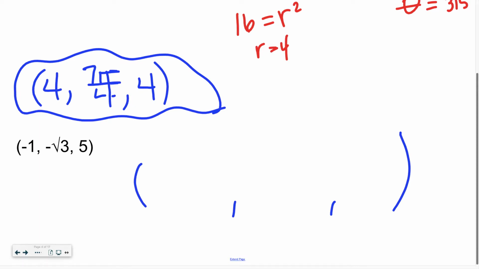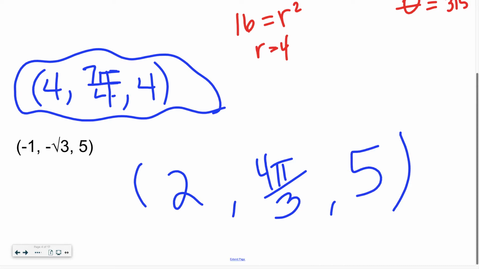What is this cylindrical coordinate? I don't know if this is correct. Is it negative radical 3? Okay, let's go the other way. Please write down this cylindrical coordinate. Radical 4 would be fine.